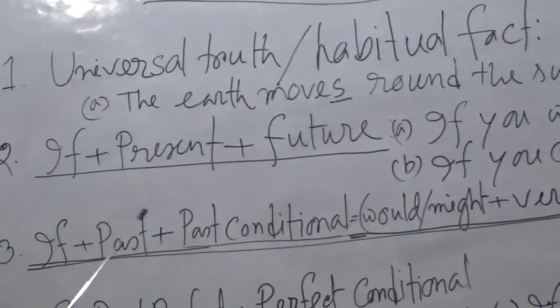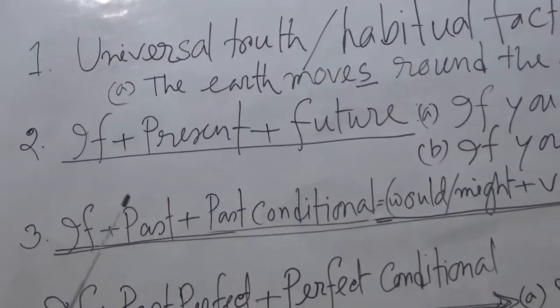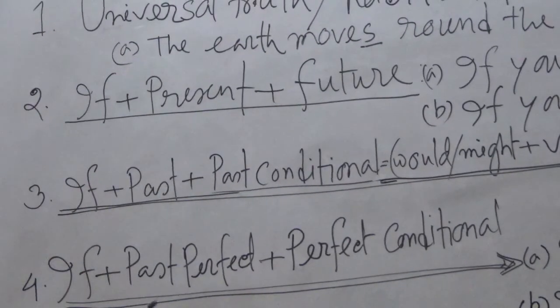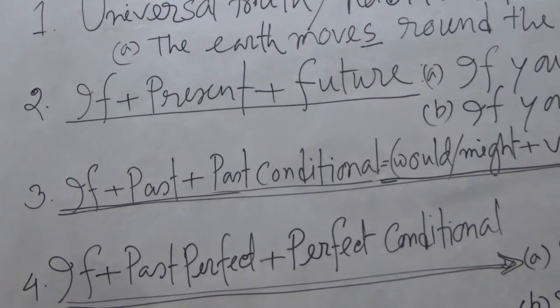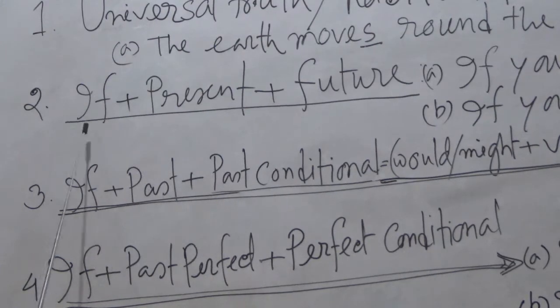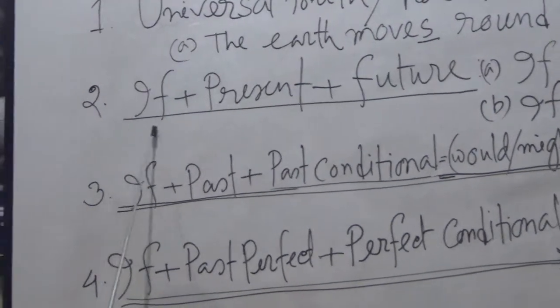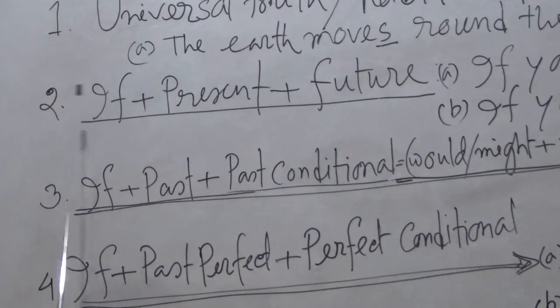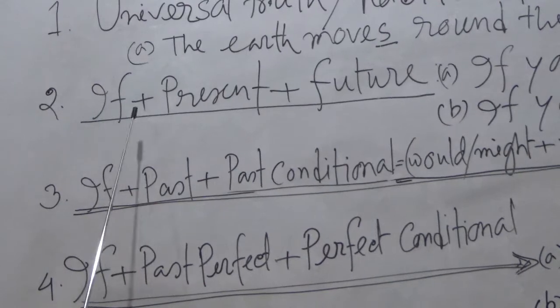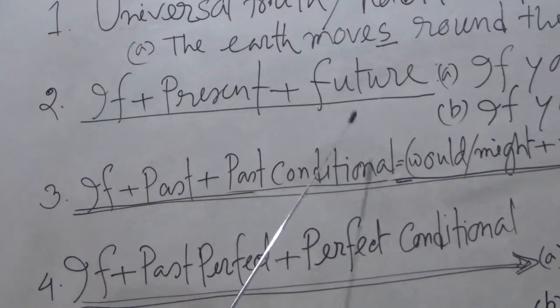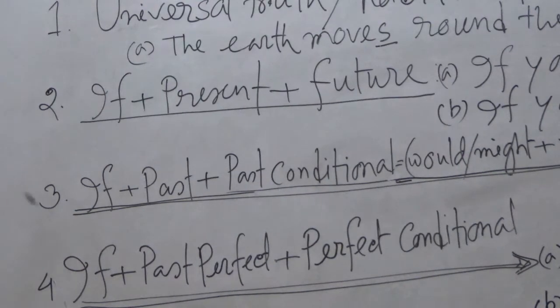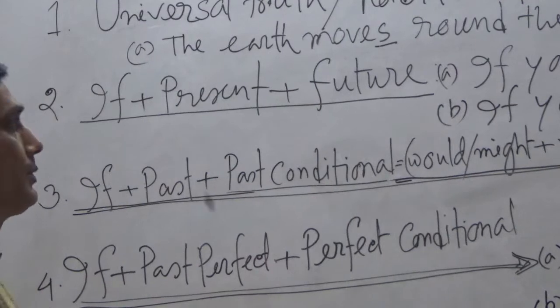Now let me come to rule number 2. There are a lot of rules, as I told you earlier, but these 3 rules are very important for understanding right form of verbs. Students usually make mistakes regarding these rules. So let me talk about this. Number 2, if plus present plus future. If the sentence starts with if, and after this we use present tense, then next comes future tense. The structure is if plus present plus future. Let me show you the example.